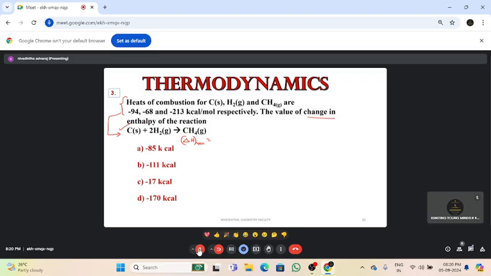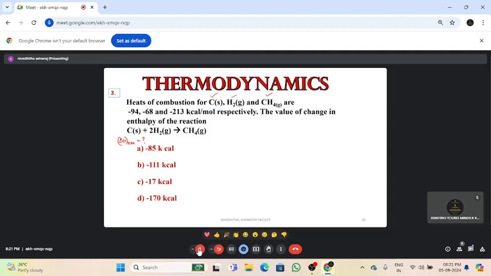Please listen carefully. Here they've given us the heat of combustion of carbon. What is combustion? The compound burns with the help of oxygen. Yes, combustion is nothing but burning. We're going to burn something in the presence of oxygen. That is called combustion. Here we have carbon, hydrogen, and methane.